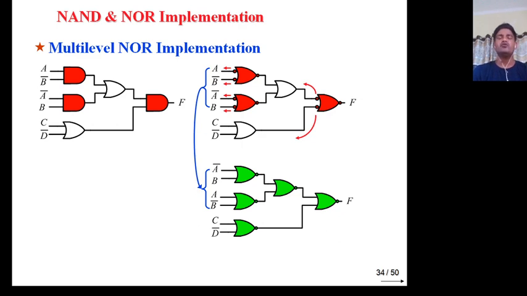So what is the key point? Key point is this: while implementing by using NAND gate, you have to replace the plus term, means OR gate, by using bubbled NAND gate, and while implementing by using NOR gate, you have to replace AND gate by using bubbled NOR gate. Okay.